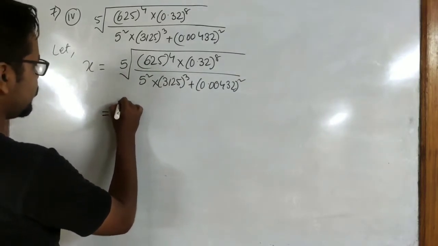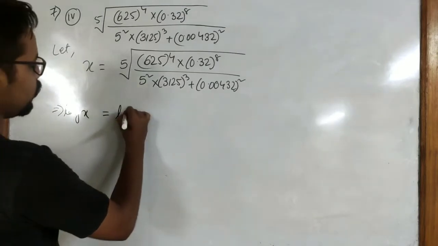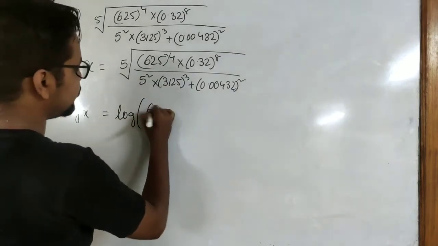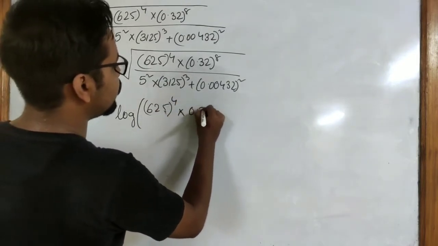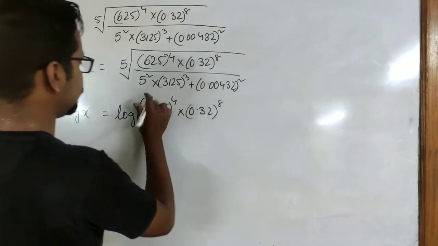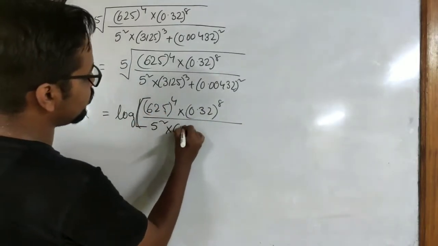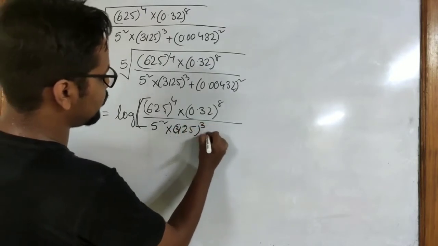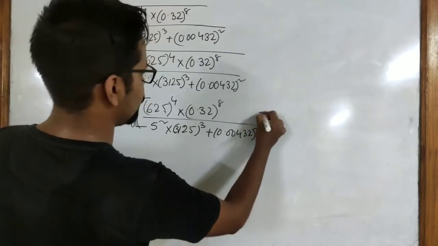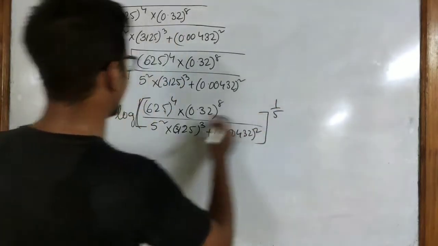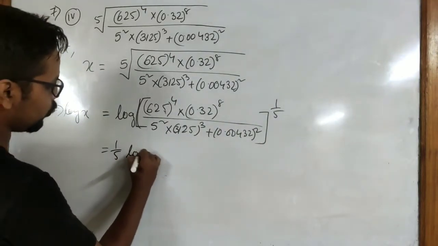We are going to take log on both sides. So log x is going to be log of this whole thing, that is 625 to the power 4 into 0.32 whole to the power 8. At the bottom we have 5 square into 3125 to the power 3 plus 0.00432 to the power 2, okay, whole to the power 1 by 5. This fifth root has become 1 by 5. So it is going to be 1 by 5 into log of, okay.